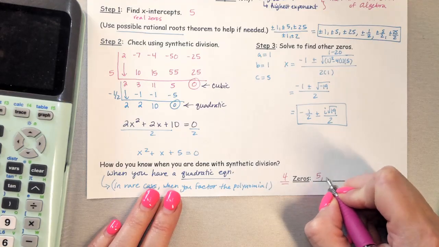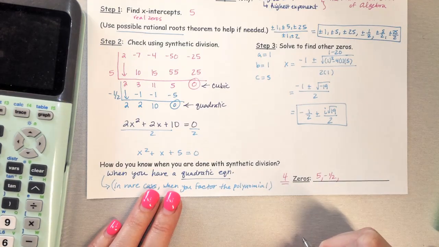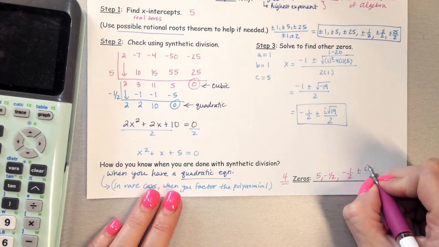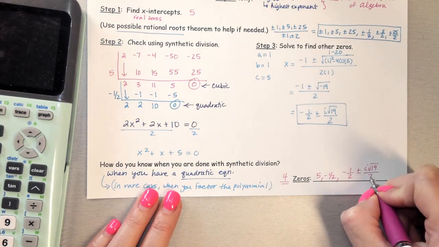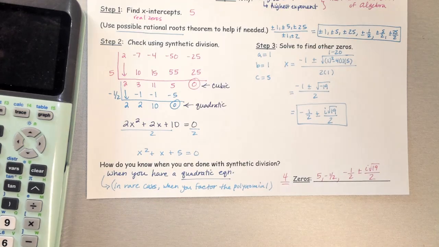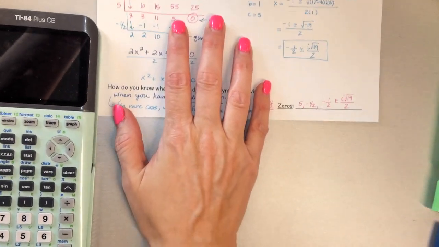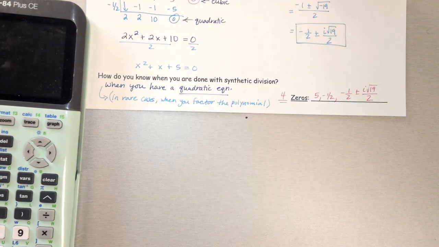So we found 5 and -1/2 doing synthetic division. The other 2 are here with the plus or minus. Okay, and that's going to be your final answer. 5, -1/2, and -1/2 plus or minus i root 19 over 2.